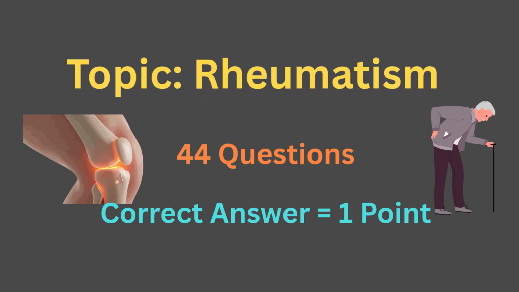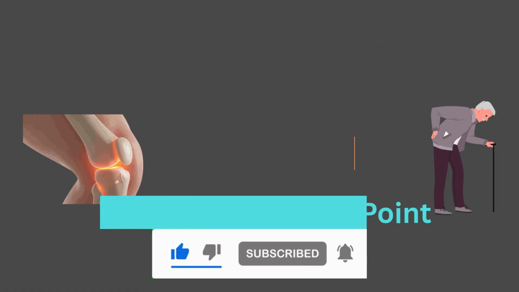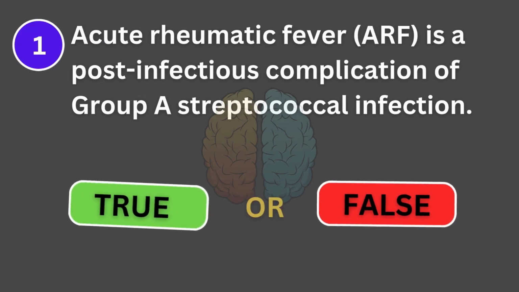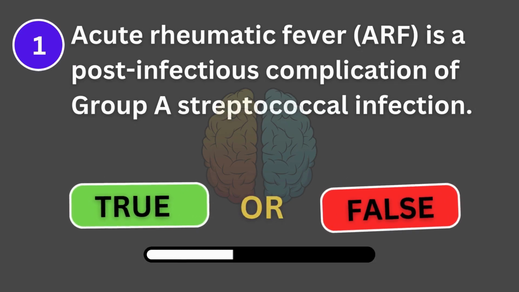We have got 44 questions about rheumatism. You will get 1 point for every correct answer. Let's see if you can get a perfect 44. Acute rheumatic fever, ARF, is a post-infectious complication of group A streptococcal infection.